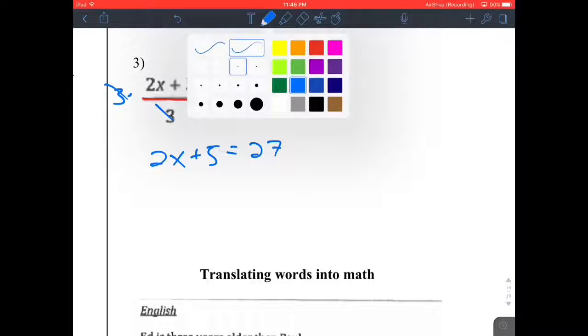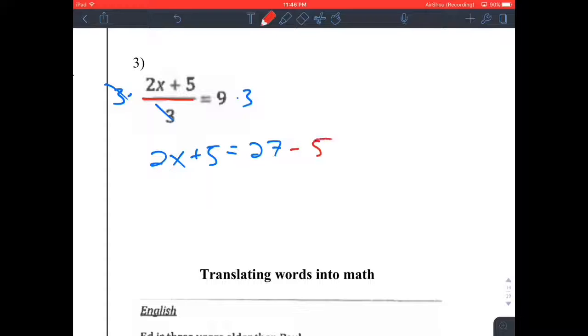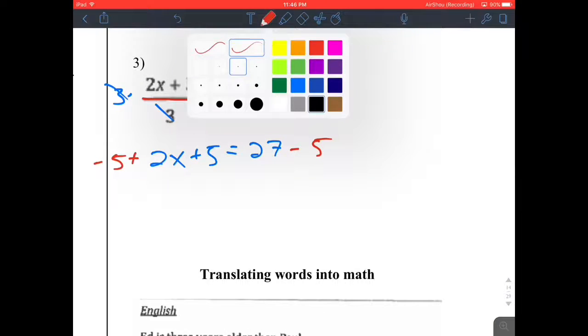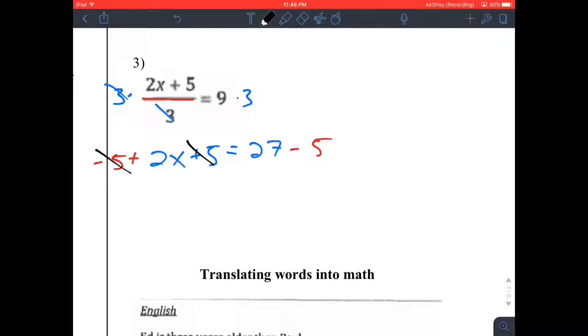Going to subtract 5 from both sides of the equation. That's going to get rid of this plus 5 on the left. So now we got 2x equals 22. Divide both sides by 2, and you get x is 11.